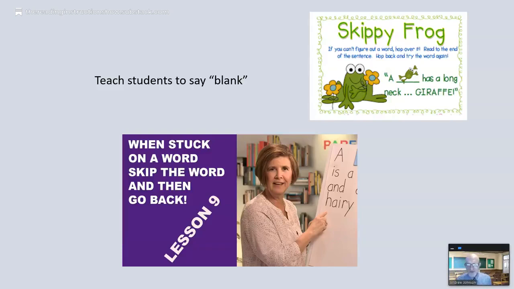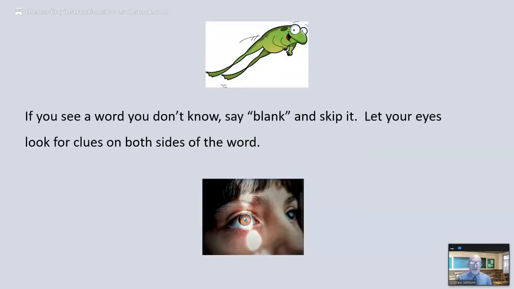Now, which is more effective for creating meaning? Trying to put 10 letters and taking 10 seconds, skipping it, taking 2 seconds, and identifying the word. Of course, skipping it is. So teach students to say blank. It doesn't matter if they recognize every word, as long as they're creating meaning with print. And we actually teach students to let their eyes go to both sides of the word to look for clues. We teach them this explicitly. Look for clues on both sides.